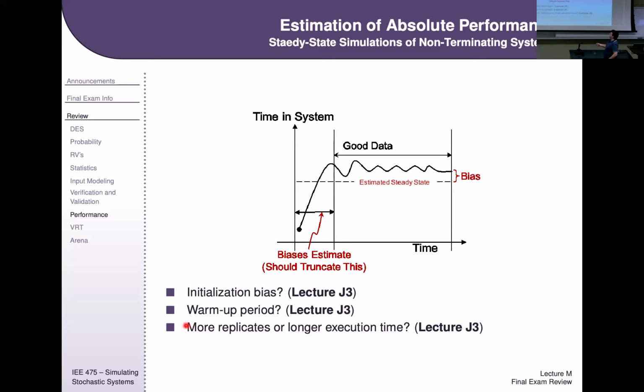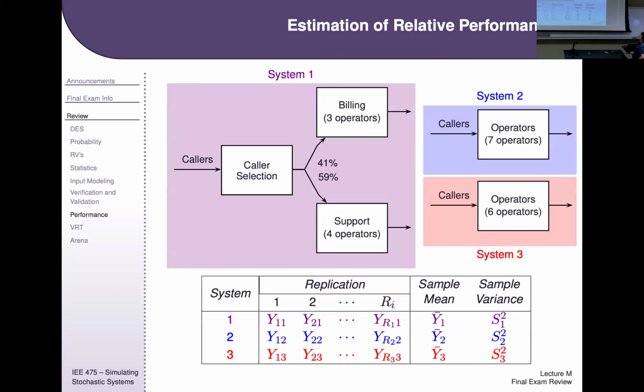And then, more replications or longer execution time. If you're just studying the steady state, rather than saying, I'm going to run 1,000 replications, you could just run one really, really long replication that gets batched in Arena into multiple little batches, each of which has an estimated performance. That's something you can do in a steady state sim that you can't do in a transient one. So understanding those issues there.